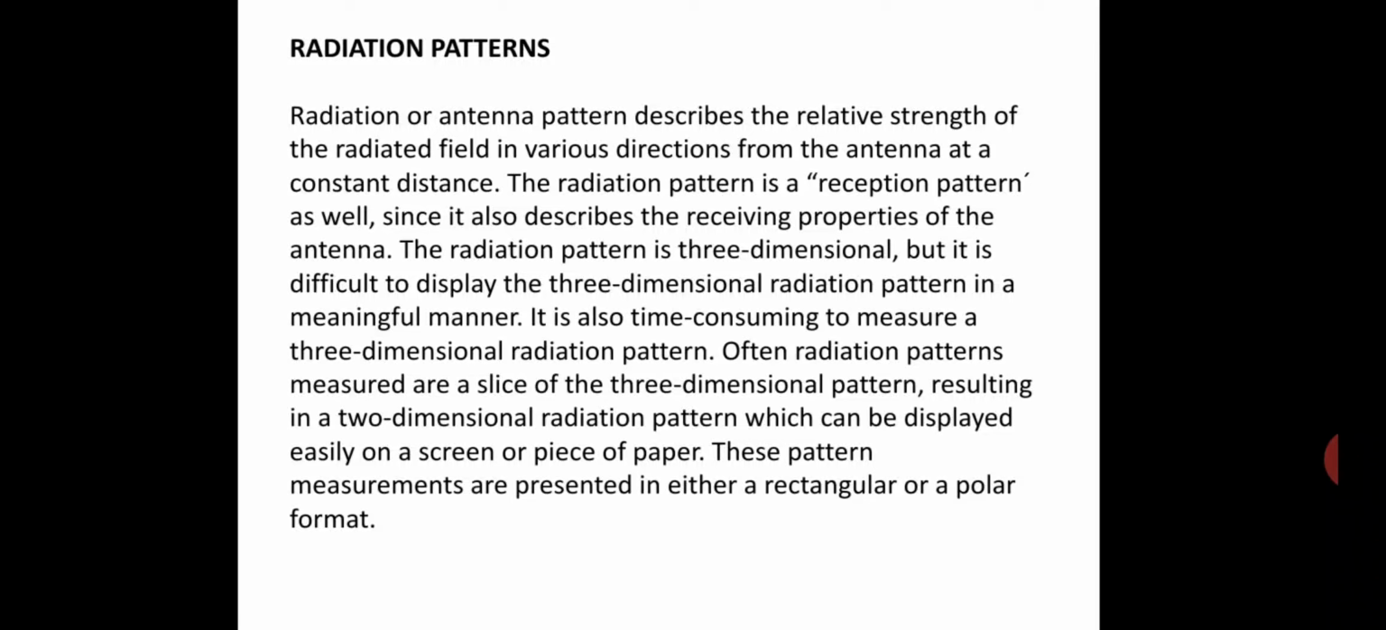So there are many parameters of an antenna, and an antenna is a very important component of a communication system. By definition, an antenna is a device used to transfer a radio frequency signal traveling on a conductor into an electromagnetic wave in free space.